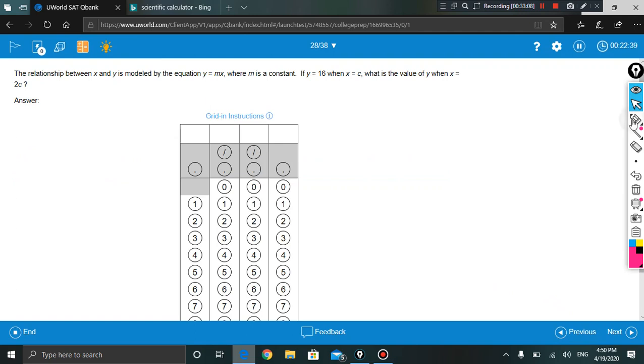So let's go ahead and write an equation for what's written for us. It's telling you if y is equal to 16 when x is c. So 16 is equal to mc. Right? What is the value of y when x equals 2c? Those two are directly proportional. You multiply the x by 2, so you'll multiply the y by 2. That would be 32. Answer is 32. Next.